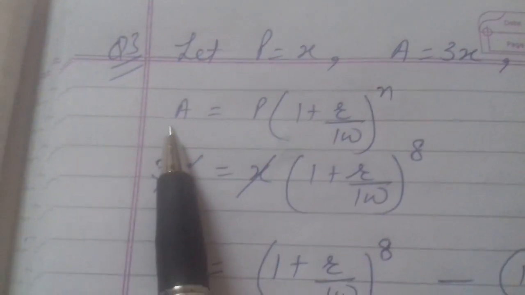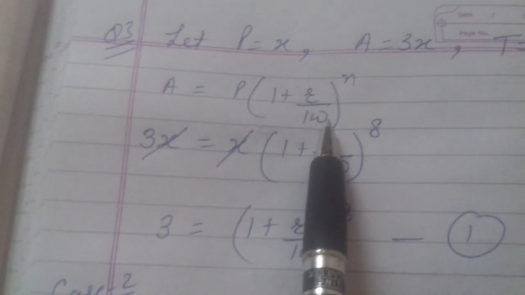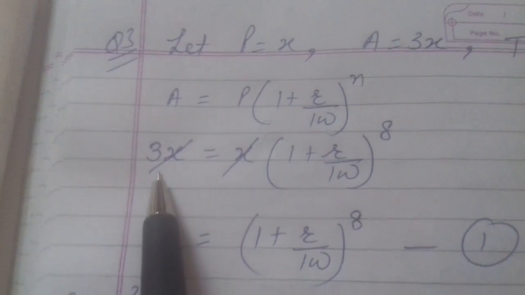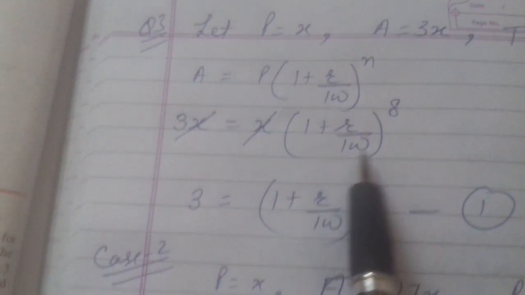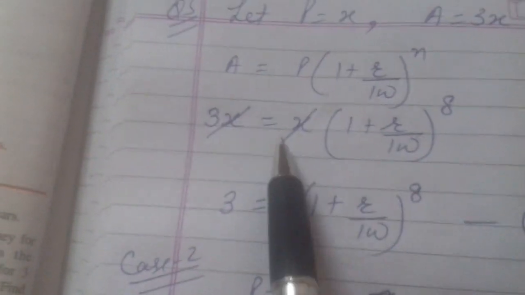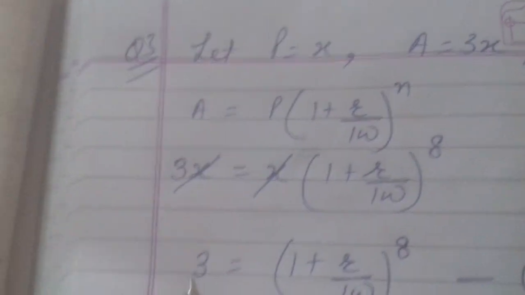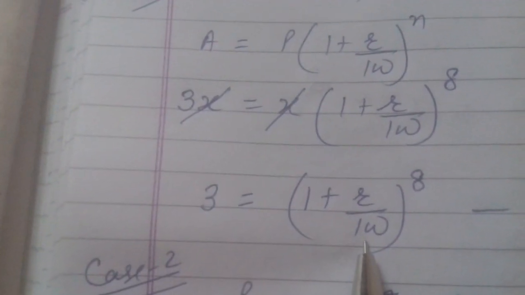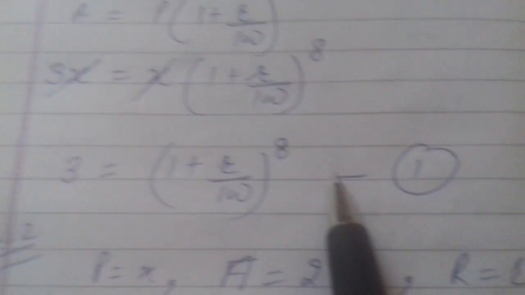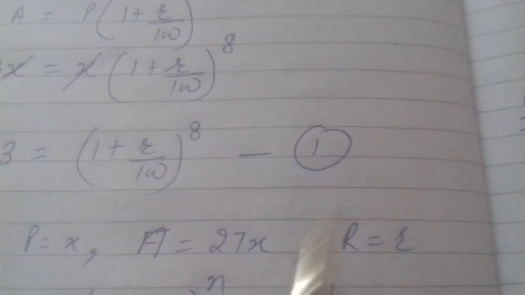Let's see how to do. As amount is given, we will apply the formula of amount. Amount is what? 3x. Here I substitute the values. x and x will get cancelled. So 3 is equal to this. After this I can't do anything. So I marked this equation as equation number 1.